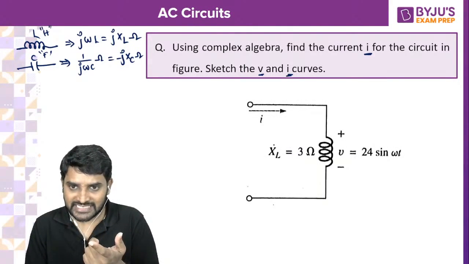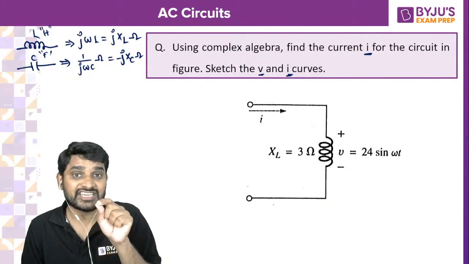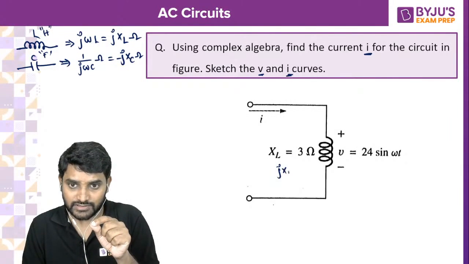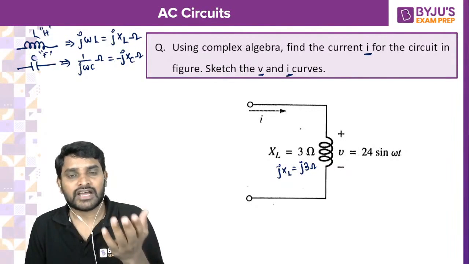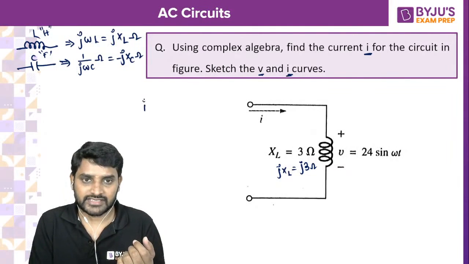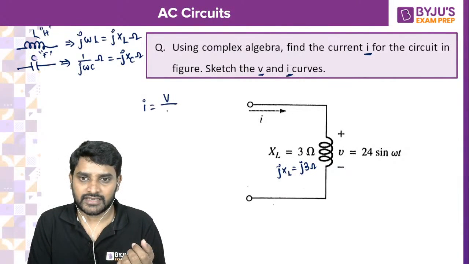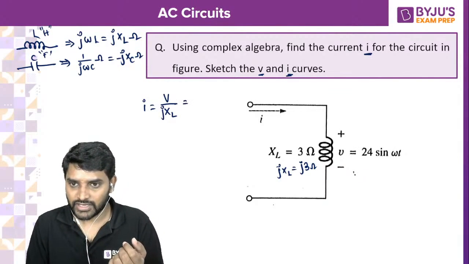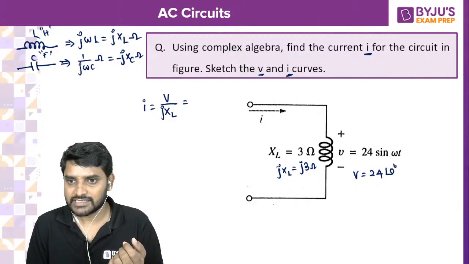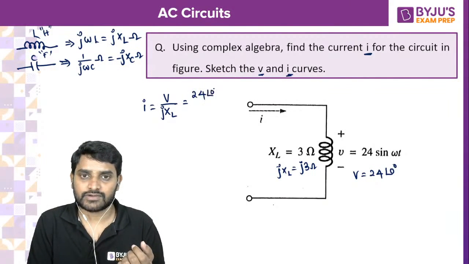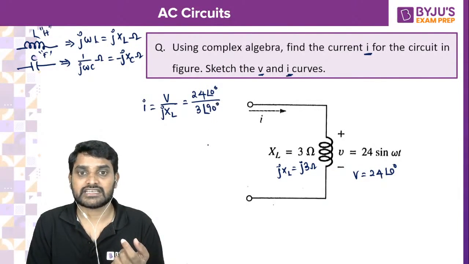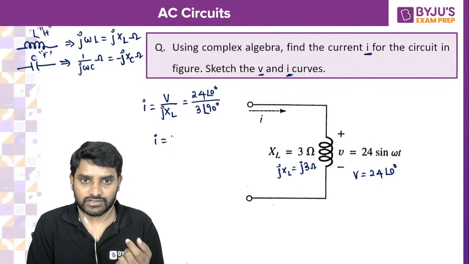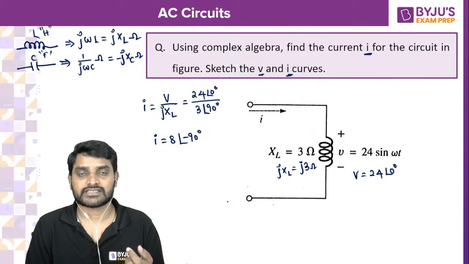Here he has given XL equal to 3 ohms. Do not forget the j notation, so it is actually jXL equals j3 ohms. So I have the opposition, I have the voltage. Now, can't you calculate the current? Use Ohm's law: I equals voltage divided by jXL. Voltage is 24 at an angle 0, divided by jXL, that is j3 at an angle 90 degrees. Now I can write I equals 8 at an angle minus 90 degrees.